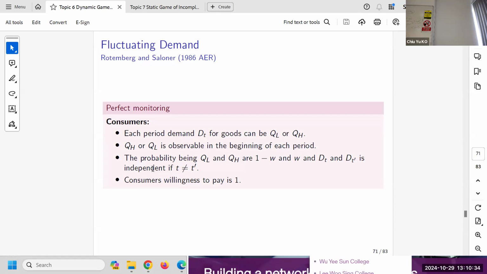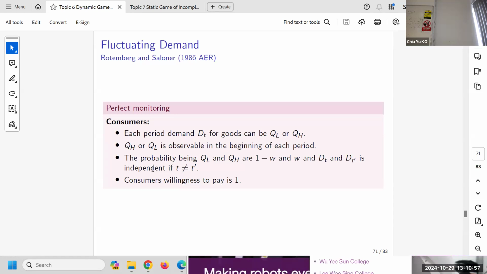So in this framework, the consumer demand is determined by nature. It can be high or low, and it's observable. People know whether it's a good time or a bad time. Good time and bad time have random probabilities, 1 minus W and W. And it's IID, just to make things easier.